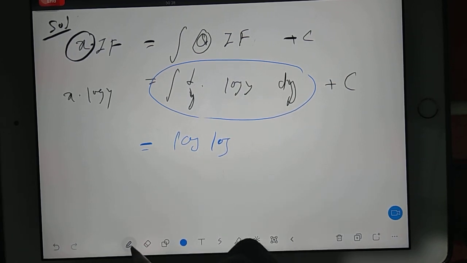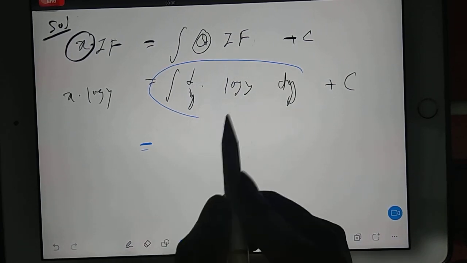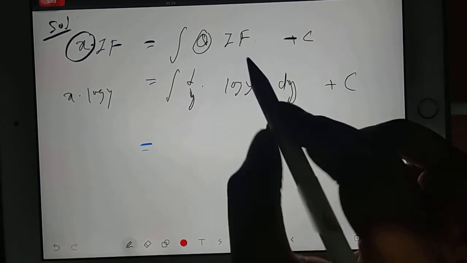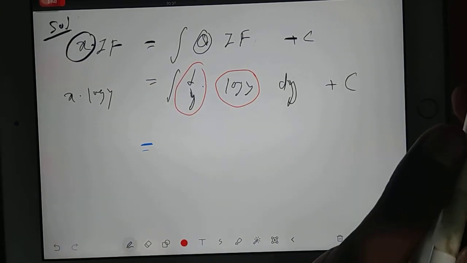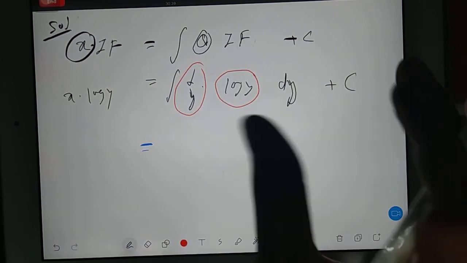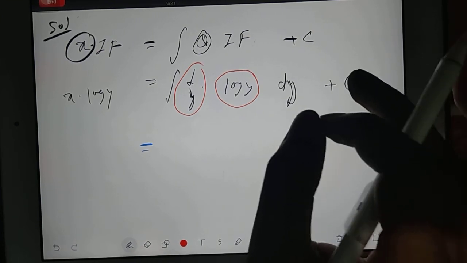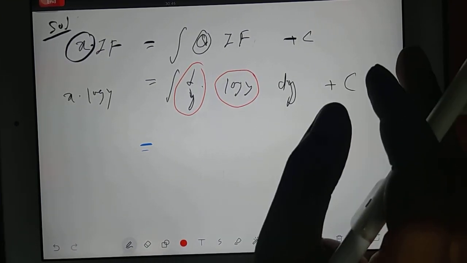Now I will let you know what is happening here, guys. See here, you may have some confusion. This is log y and this is 1 by y. I hope it's clear how to integrate this part. If you have a doubt, you ring on the screen, I will explain.